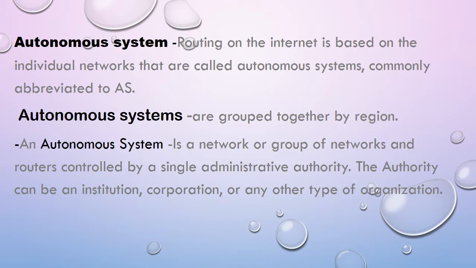Autonomous system. Routing on the Internet is based on individual networks called autonomous systems, commonly abbreviated to AS. Autonomous systems are grouped together by region. An autonomous system is a network or group of networks and routers controlled by a single administrative authority. The authority can be an institution, corporation, or any other type of organization.